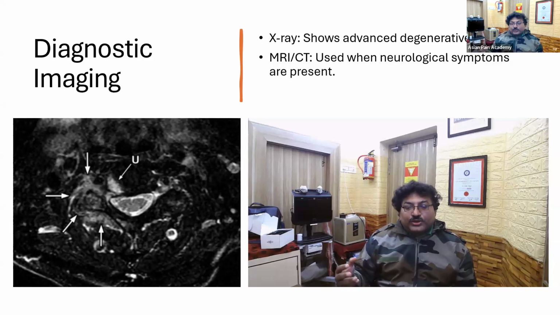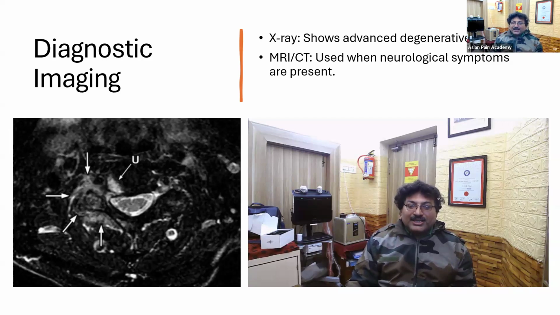Now, what are we going to do in the imaging? In the imaging, definitely we have the basic investigation like X-ray. Though the information we get on X-ray about the facet joint is very, very limited, except for the alignment changes, or in some cases it can show the disc height reduction. But usually the facet joint pathology is not clearly seen under the X-ray.